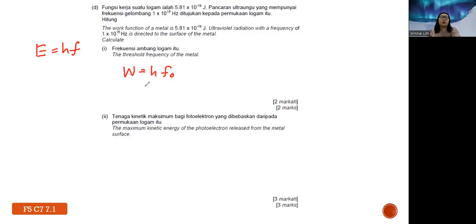Then you're supposed to know the Planck constant, 6.63 times 10 power of negative 34. Or you can press your calculator, constant 0.6, and you will get the value already. But normally, if they don't give it in the question, that means they will give it in the formula list. You are supposed to not need to memorize this value.